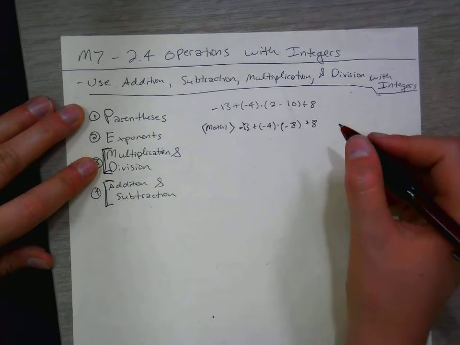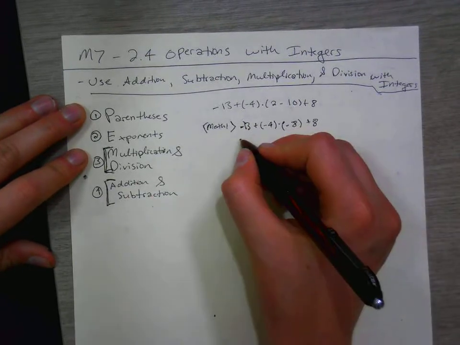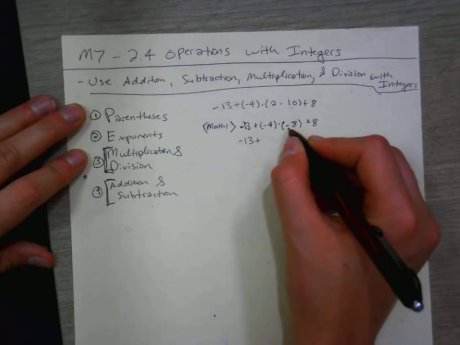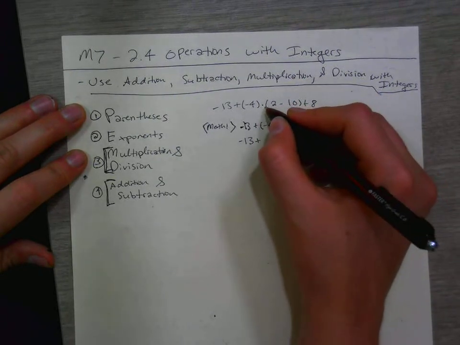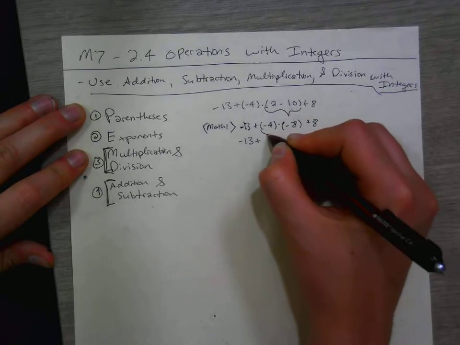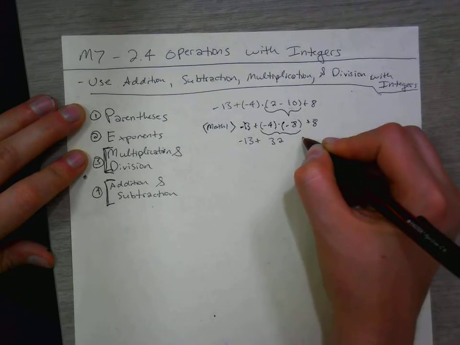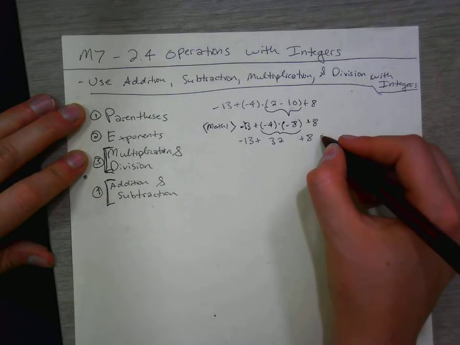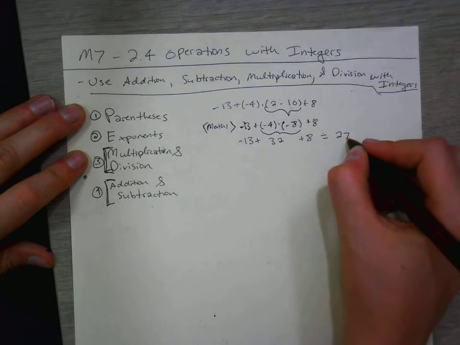Now we've done parentheses, so any exponents? No. Multiplication, division? Yes. So -13 stays the same, plus stays the same. These two are multiplied, so we can multiply -4 and -8, which becomes 32, and then we still have plus 8. So now we can just add and subtract them all together, and that becomes 27.